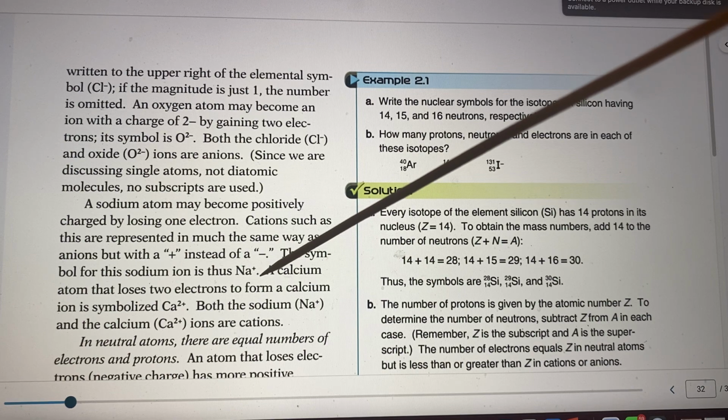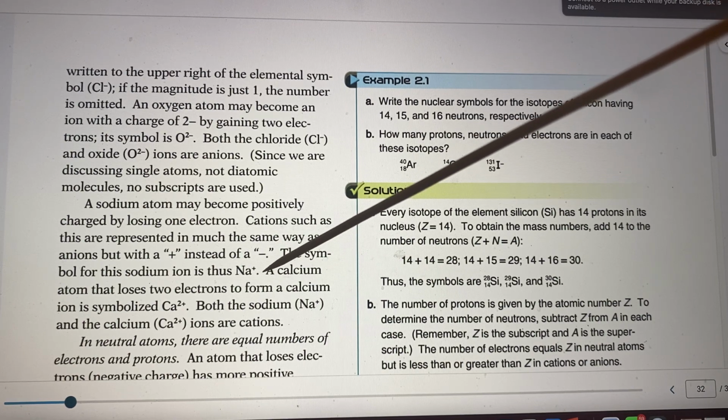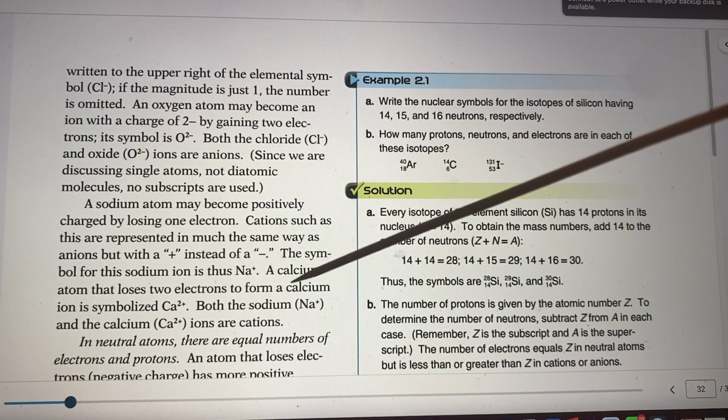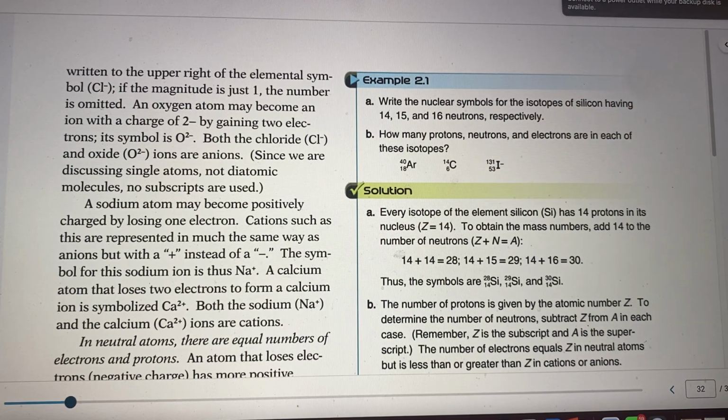It has fewer electrons than protons, so it's a +1. And you'll just put a positive sign. A calcium atom that loses 2 electrons to form a calcium ion will have a 2+ charge. Both of them are cations; they're positive.